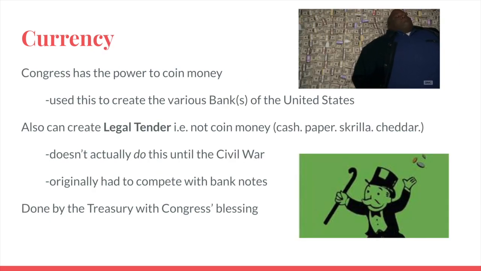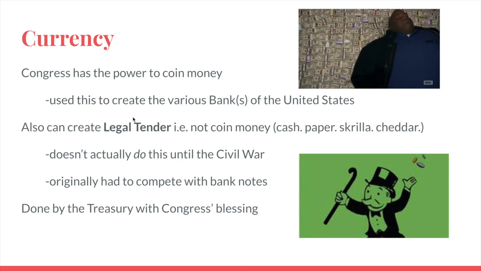Currency. Congress has the power to coin money. So you can use this to create the various banks of the United States and kind of the Federal Reserve System. But they can also create legal tender. So coin money is literally coins. Legal tender is the cash you have on hand.